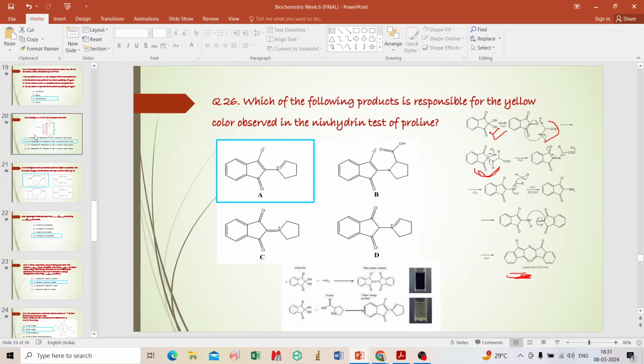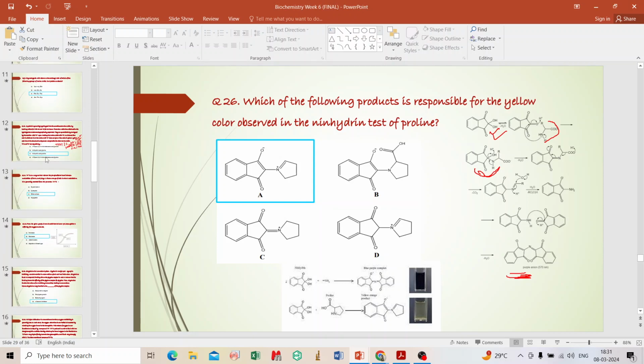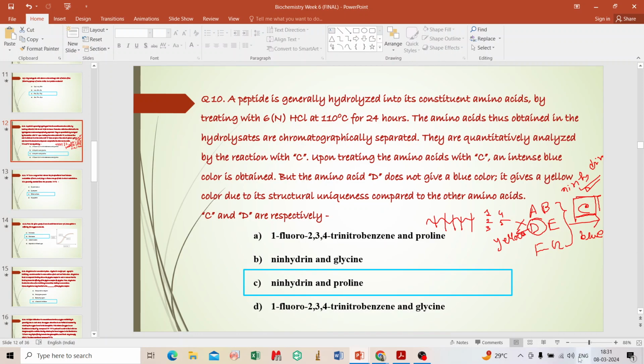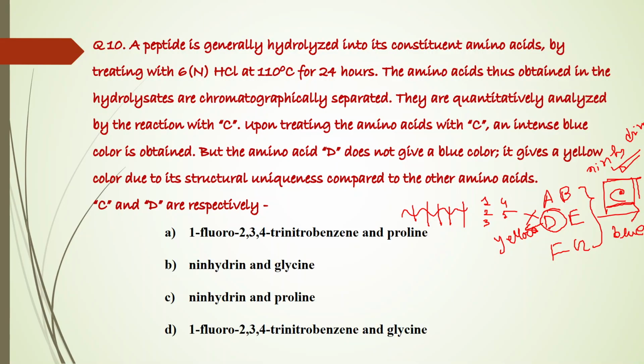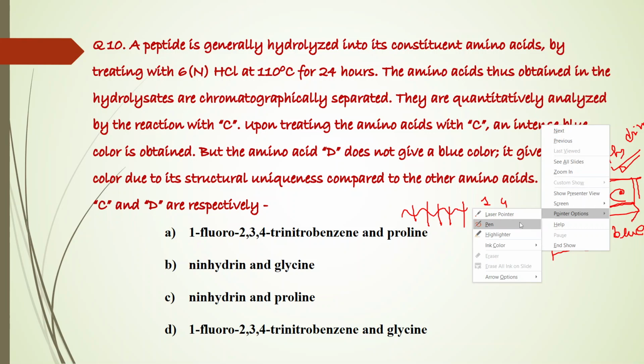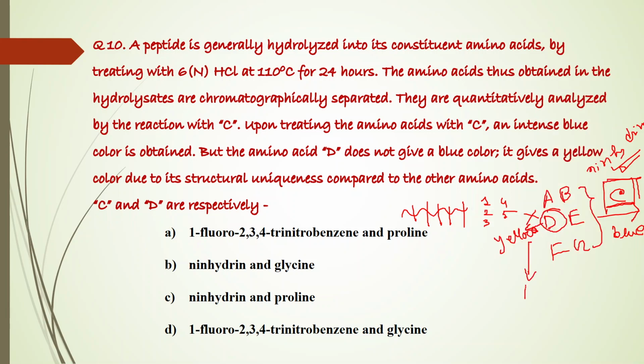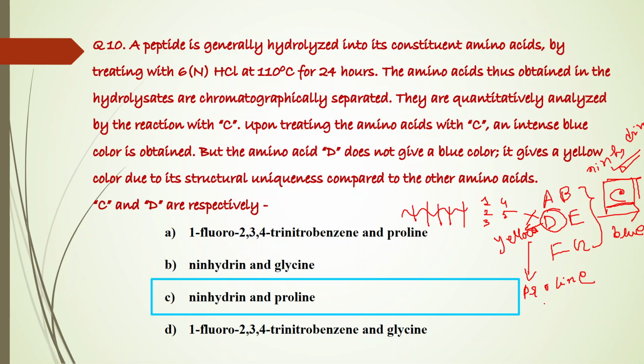So we are solving this one. Yes. So back to our original question, our D amino acid, marked as D, which was not giving blue but a yellow color, is nothing but basically proline. So we can write it down here. So our D was proline. So what should be the correct option then? That our reagent used C was ninhydrin and D was proline. So the correct option for this question should be option number C.